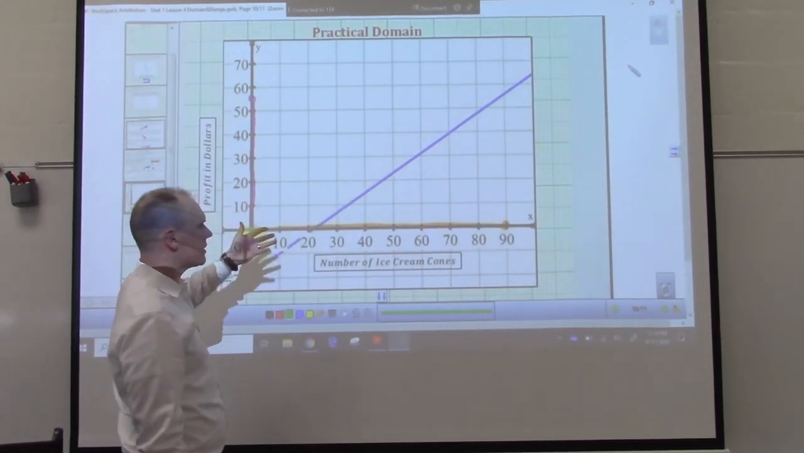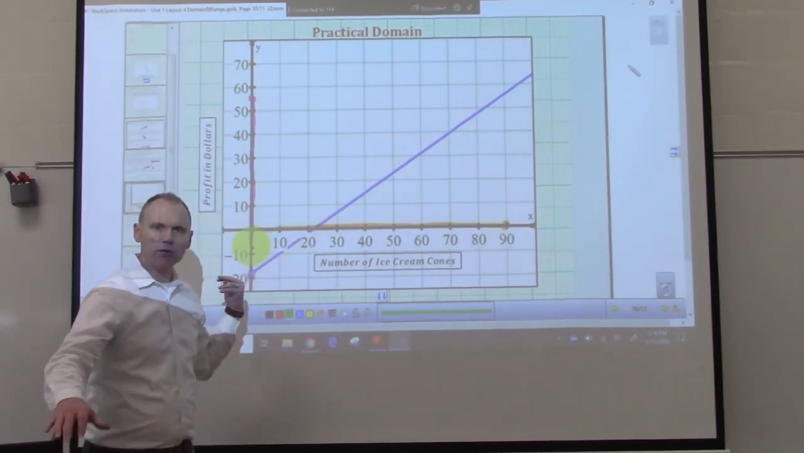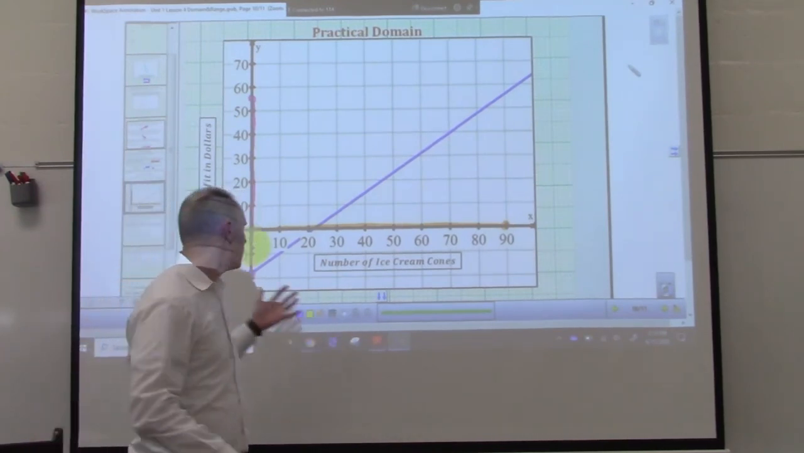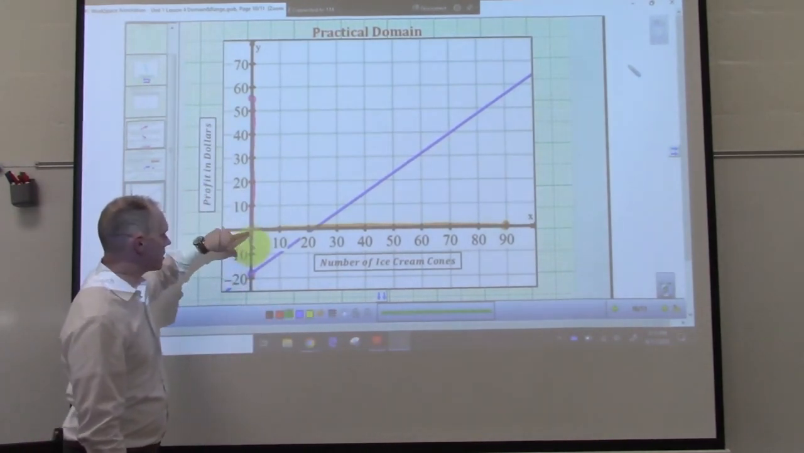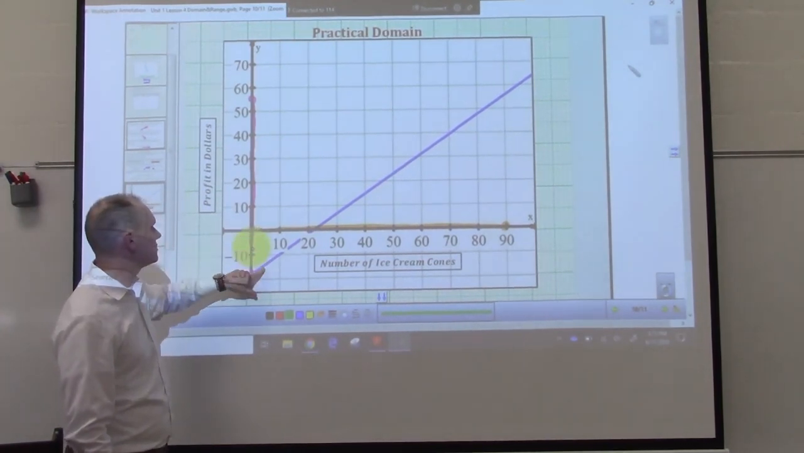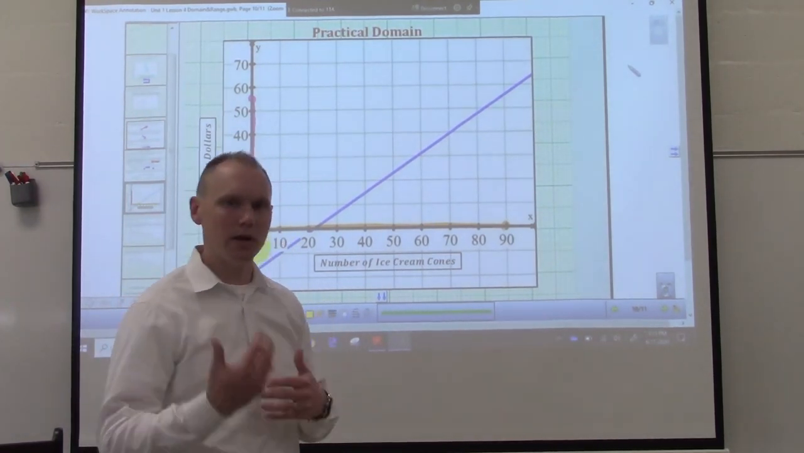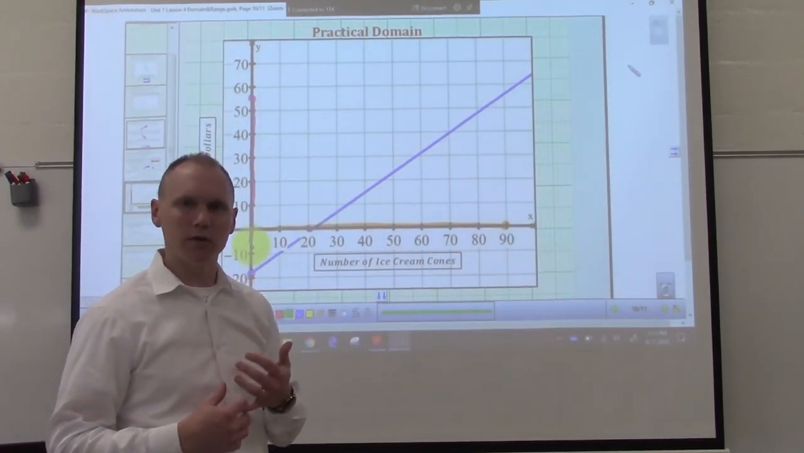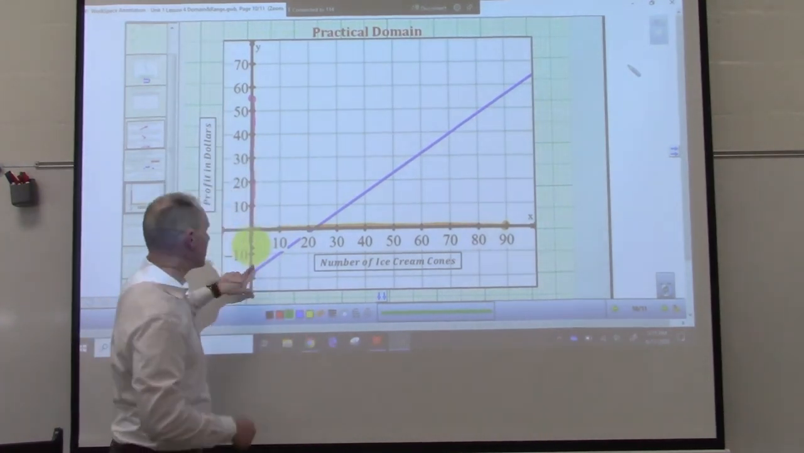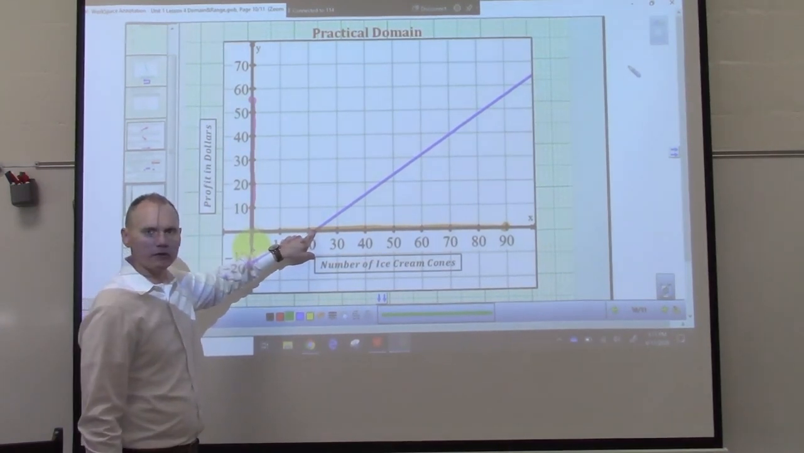And so what we want to think about is what's a reasonable domain. Can we sell negative ice cream cones? No, right? We cannot. When we start selling ice cream cones, like when we've sold maybe just a couple ice cream cones, our profit's still negative. We still have a negative profit, meaning we maybe owed some money to start up the company or something like that, right? And we still haven't broken even, right? We don't break even until we sell, maybe it looks like 21 or so ice cream cones.